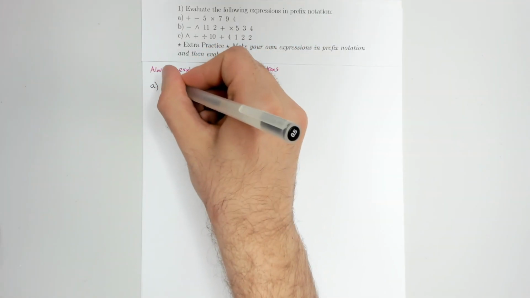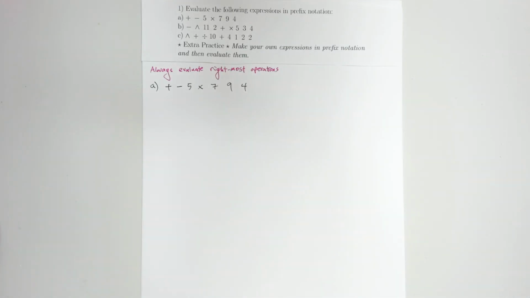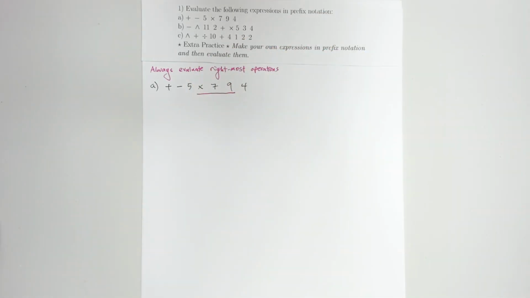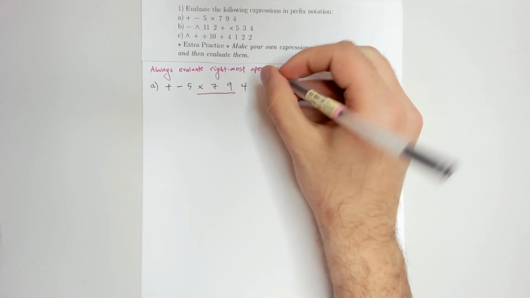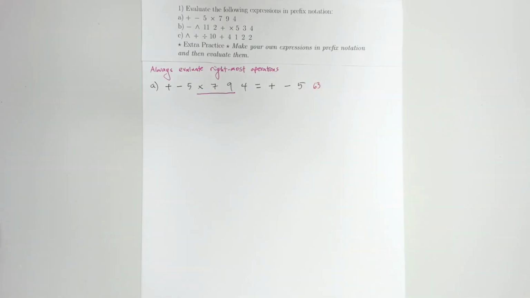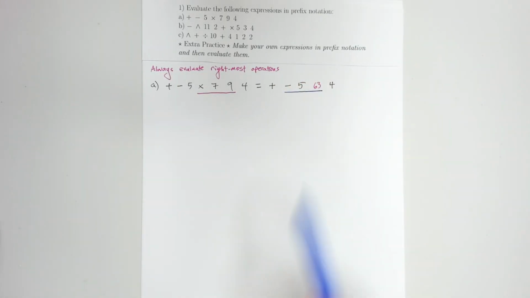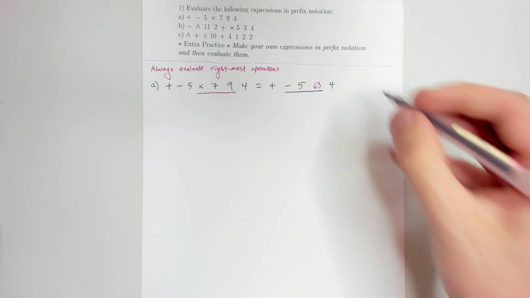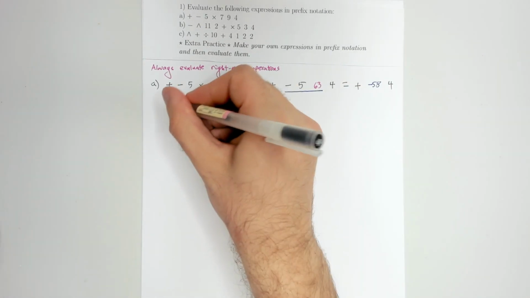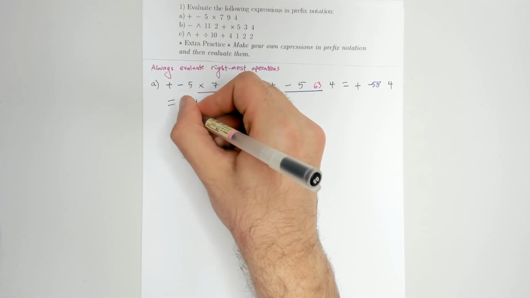Alright, so for A, we've got this expression here. And we're going to just evaluate one operation at a time. So we start with the multiplication, which applies to the 7 and the 9. 7 times 9 is 63. Next up, we're going to be evaluating this subtraction statement here, which is 5 minus 63, which is negative 58. And the sum of negative 58 and 4 is negative 54.